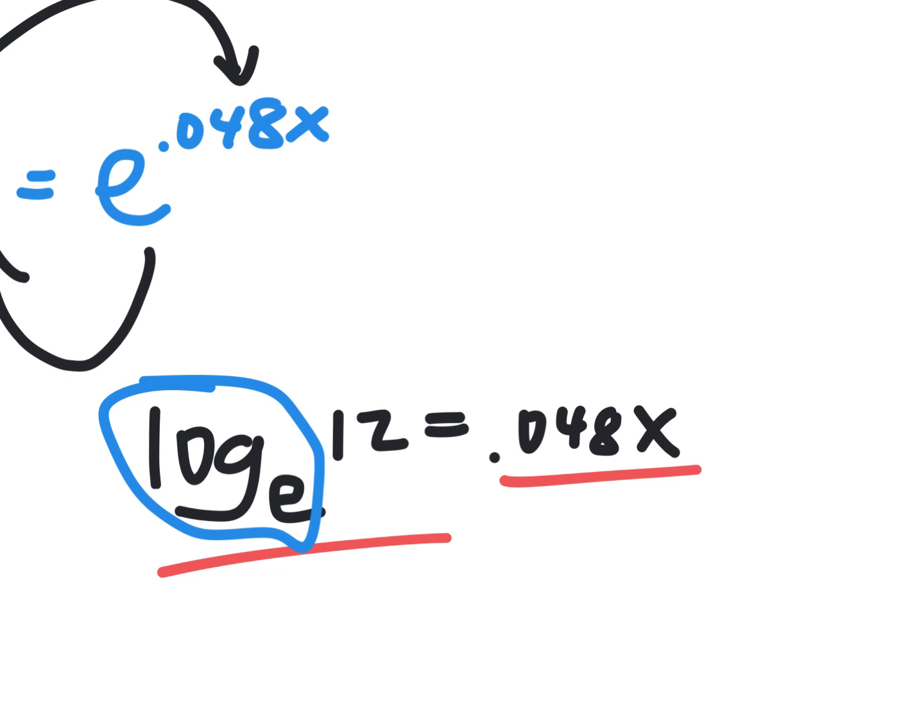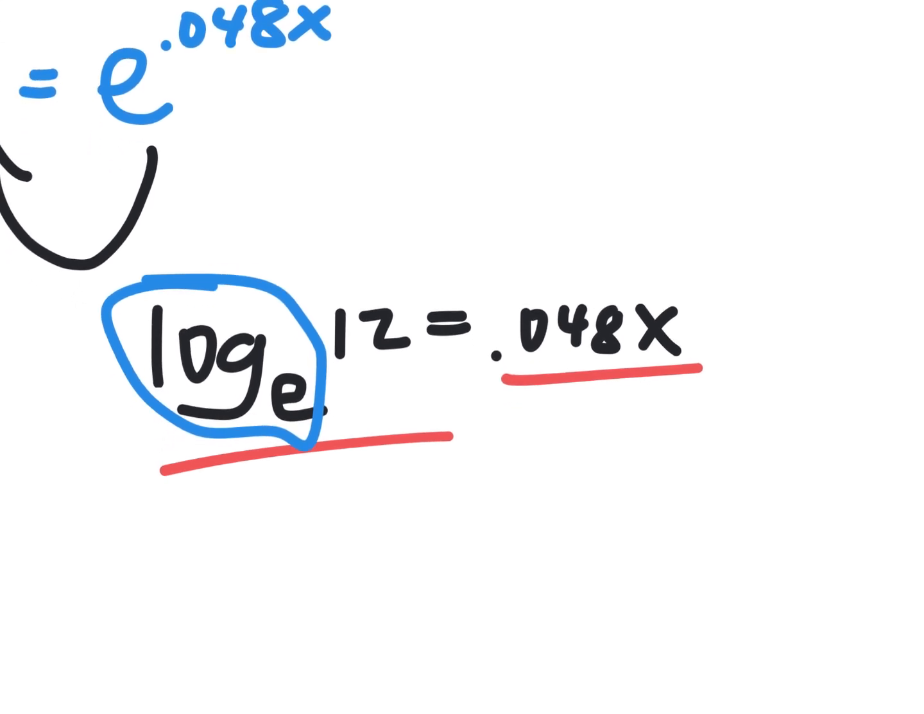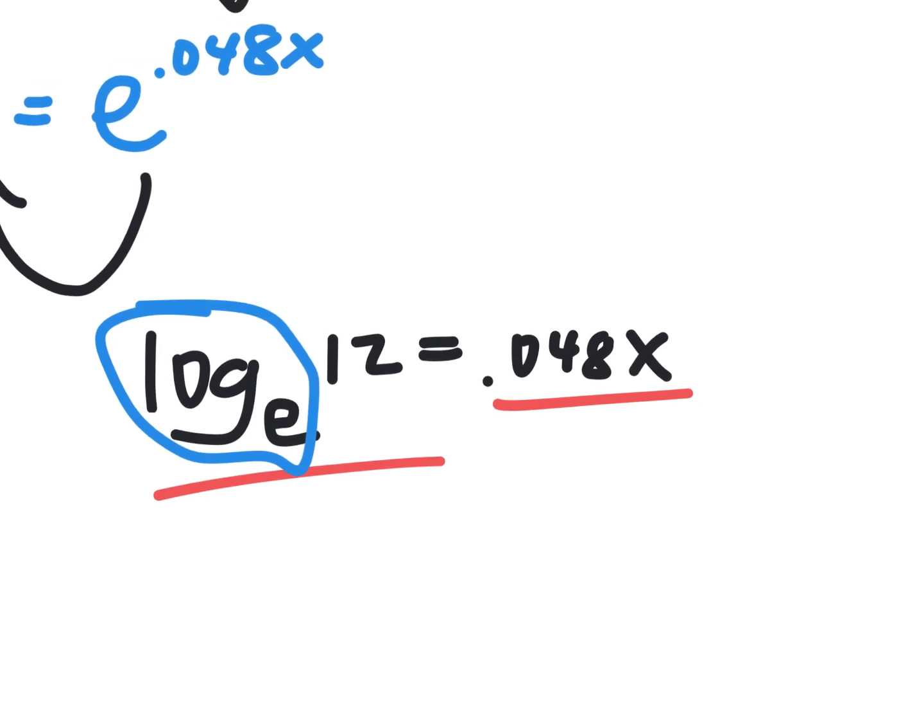So I'd use a graphing calculator. I'd type ln of 12, get a decimal, divide it by 0.048. If your answer starts with 51, you're doing it right. It's 51 point something, but you got to do the rest yourself to make sure you know how to do it.